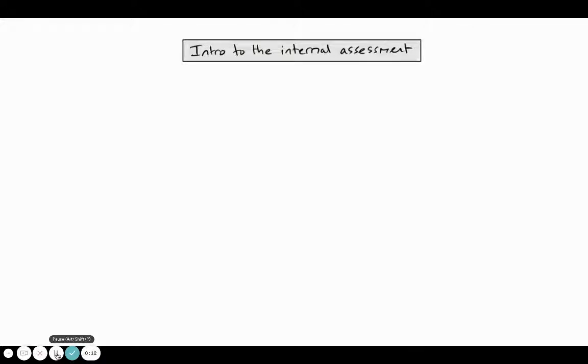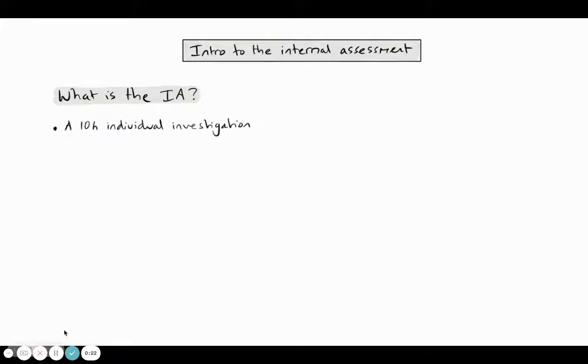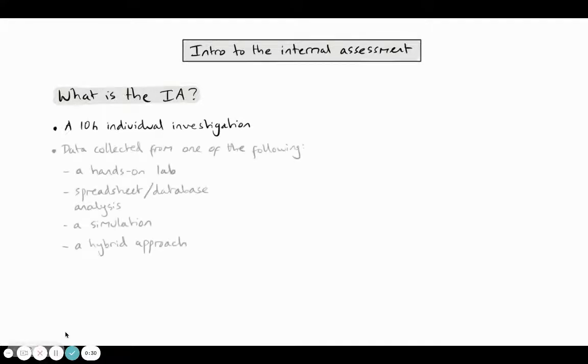So what is the internal assessment, or IA for short? It is an approximately 10-hour individual investigation, and this includes your planning time and collecting the data. And the data for this investigation will be based on one of the following.